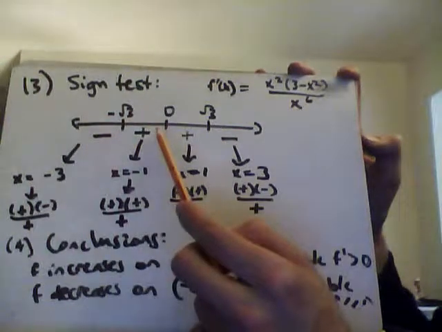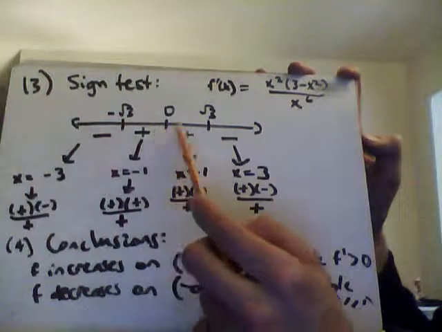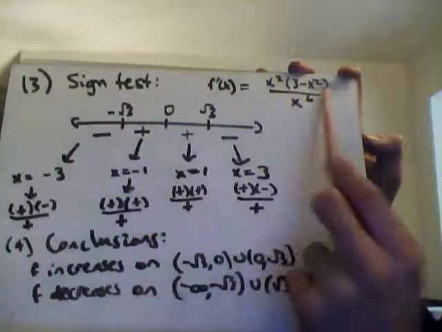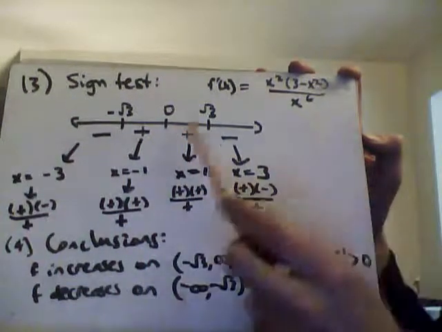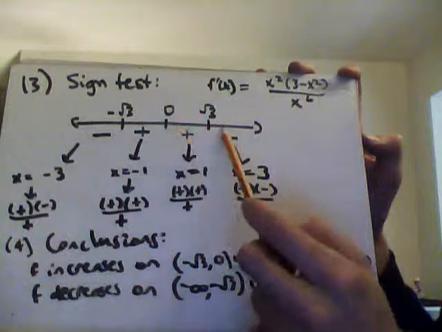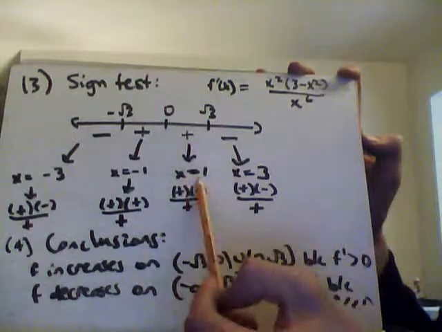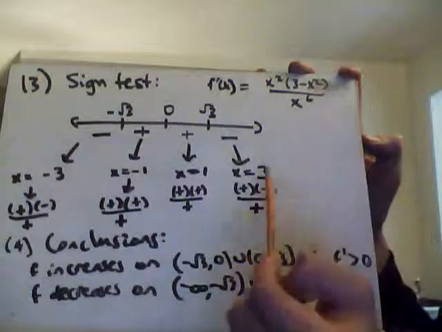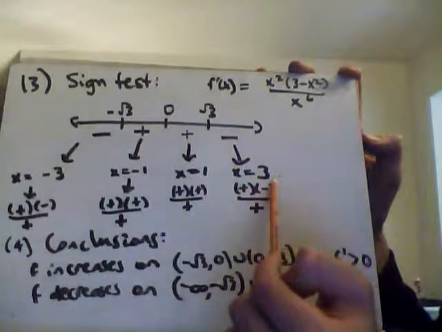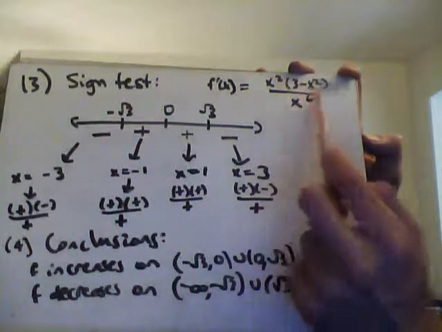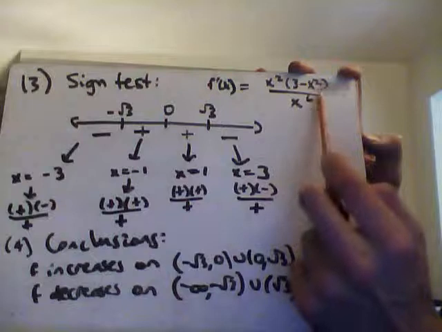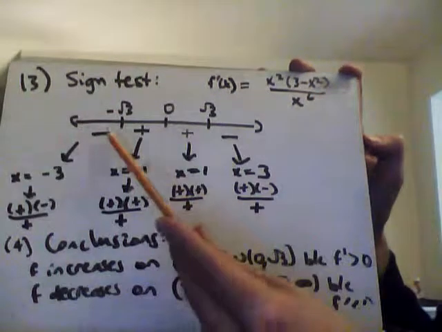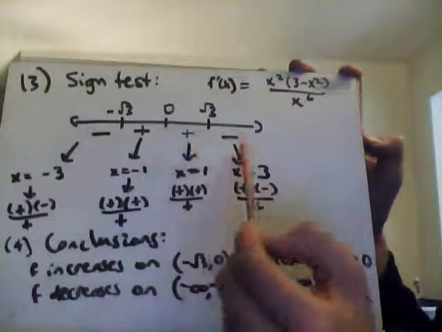We're going to test a number to the right of negative root 3 and to the left of 0. We get x is equal to negative 1. We're going to get positives everywhere. A number bigger than 0 but less than root 3 would be something like x is equal to 1. When we plug in, we get positives everywhere. And similarly, when we plug in something like x is equal to 3, we get positives everywhere except at this 3 minus x squared part, which will give us a negative. So altogether, we're going to have a negative, positive, positive, negative.